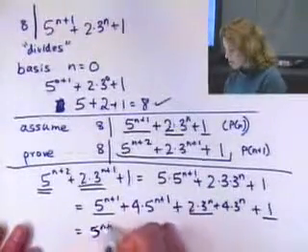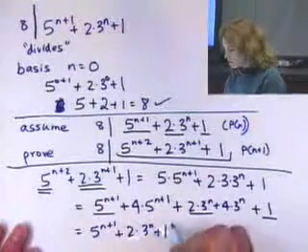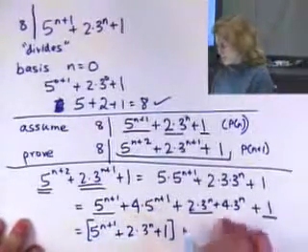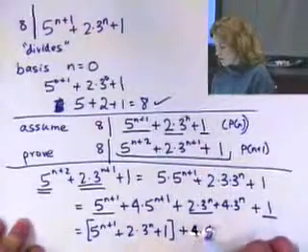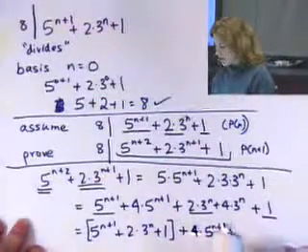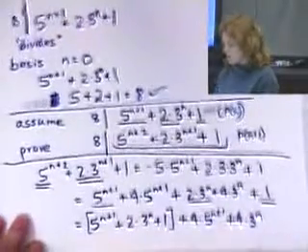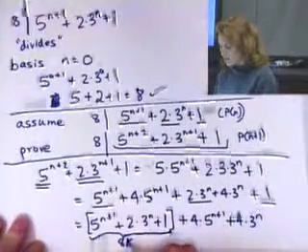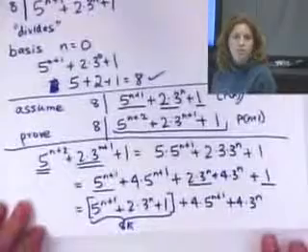So that's equal to 5 to the n plus 1 plus 2 times 3 to the n plus 1. I'll put brackets around it because I know I'm going to replace that. Plus 4 times 5 to the n plus 1 plus 4 times 3 to the n. Now, I already know that the stuff in brackets is divisible by 8, so I can write it as some 8k. It's 8 times something.